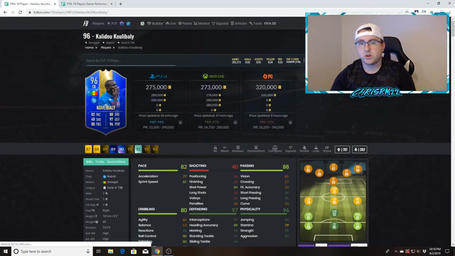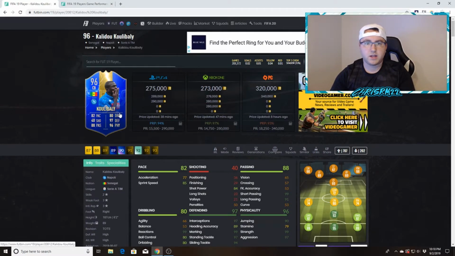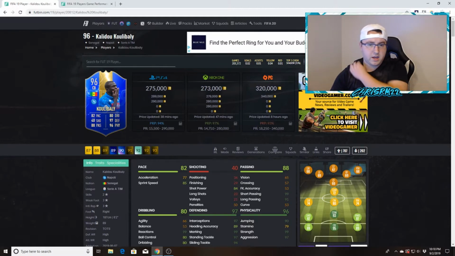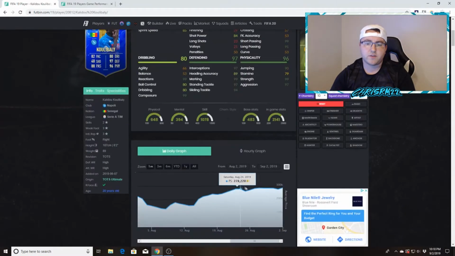And these are cards you can trade with every single day. And this is how you could see daily fluctuations on cards like Koulibaly. Any card in the game pretty much that is either in packs or out of packs. You can see the fluctuations if they're low in the morning, if they're really high at night, etc. So right now obviously his price is 275k.